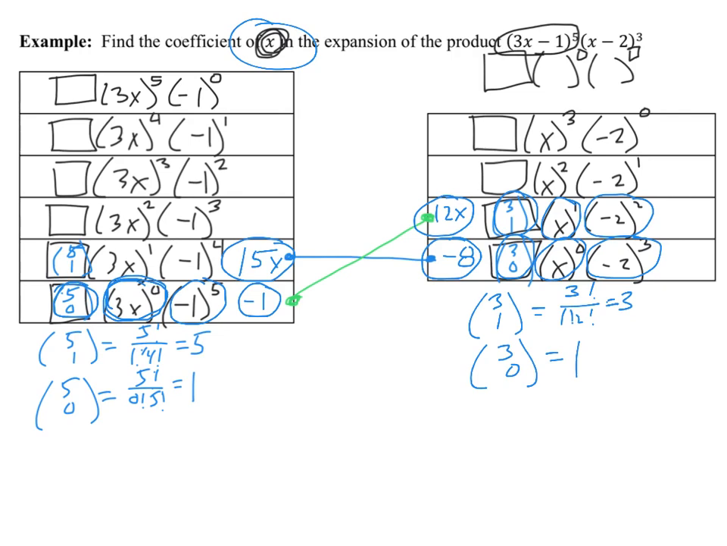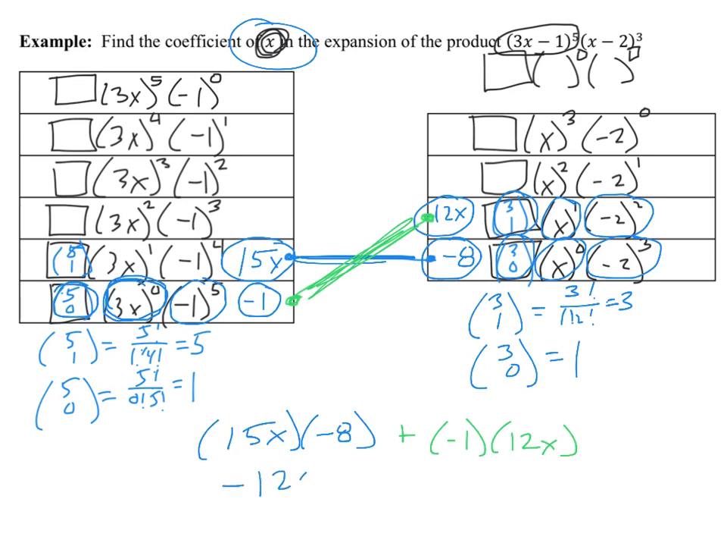Now that I figured out what these terms are, we can multiply them as these lines indicate. I'm going to have 15x times negative 8. That's this multiplication. And then we'll have plus the negative 1 times the 12x. That's this pair of terms. And so going through and simplifying these things, we're going to wind up with negative 120x minus 12x gives me negative 132x. And so the question was asking for the coefficient of x. Our final answer here is going to be negative 132.